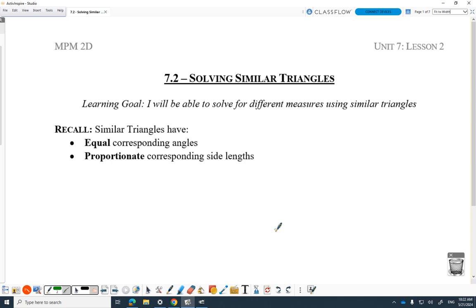All right. So our learning goal. I will be able to solve for different measures using similar triangles. Maybe you think you already can. But there's a little more to the story. Okay, recall from last lesson. Similar triangles have equal angles. All the angles will still be equal.